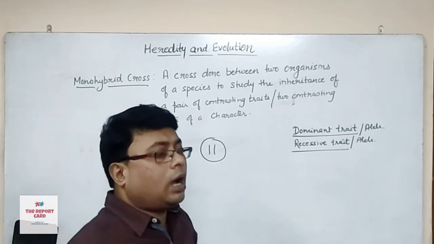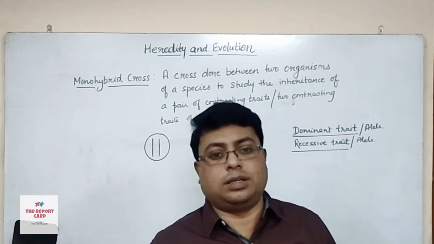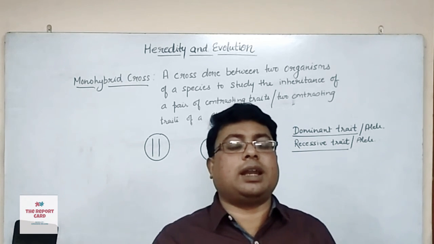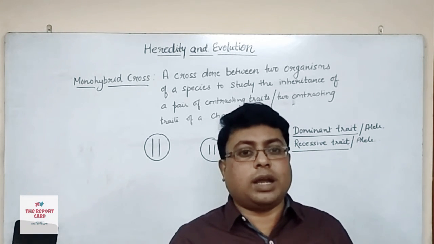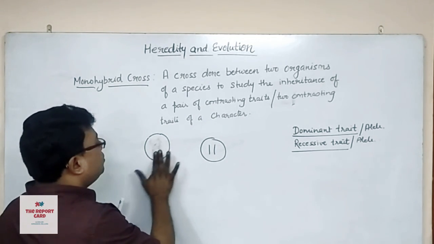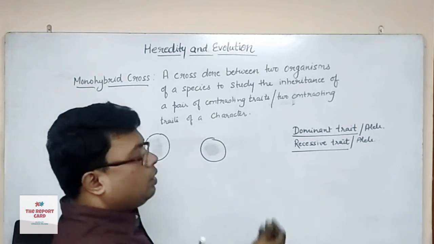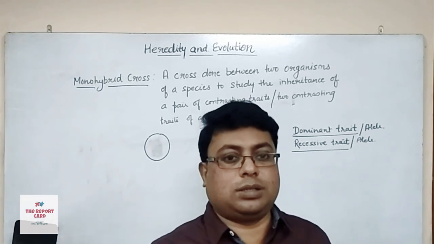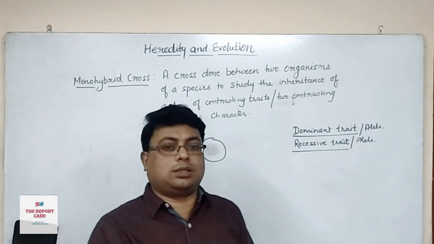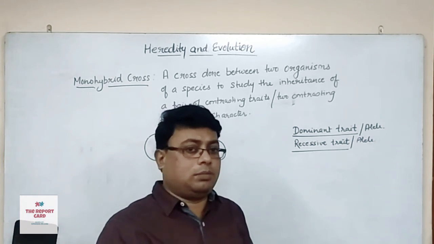So how do we express the genotype of any particular character or trait? To express the genotype of any character or trait, we need to write the alleles. And how are these alleles written? They are basically shown by English alphabets. Now, how do we show these alleles with the help of English alphabets? There are several ways by which you can do it.